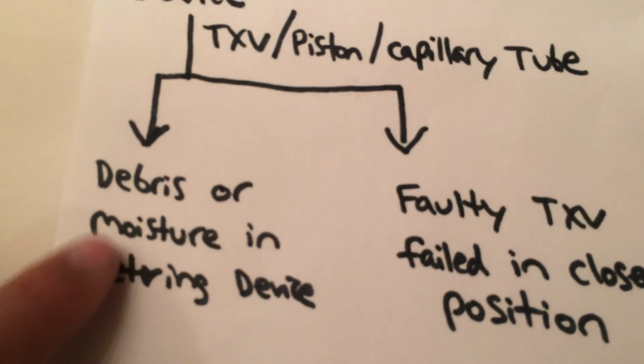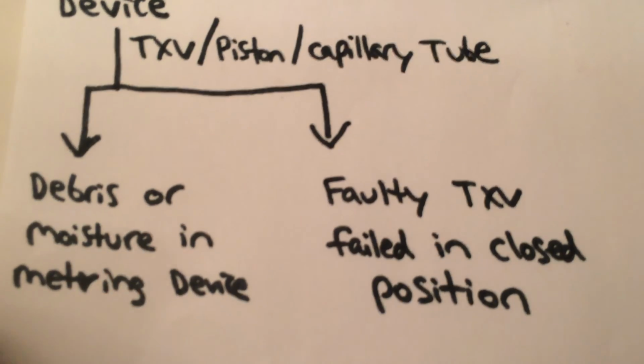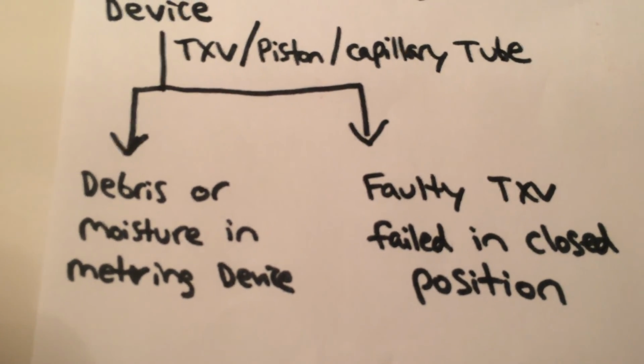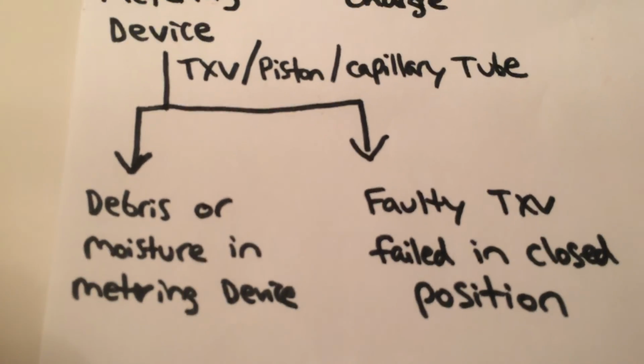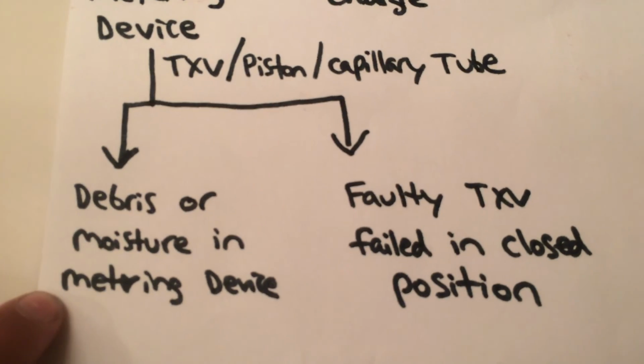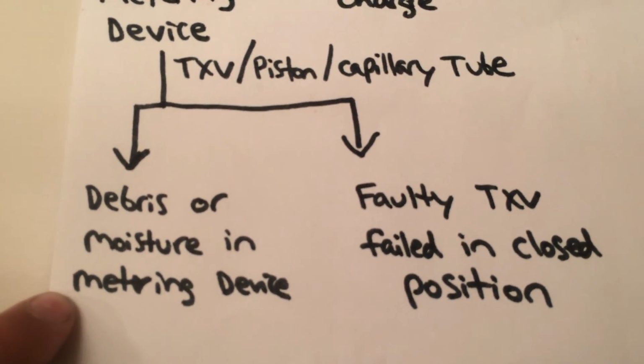So if this is it, your subcooling will be higher than normal and you'll have a very high superheat because the coil is being starved of refrigerant. So there's not a lot of latent heat going on and you'll get a lot more sensible heat.